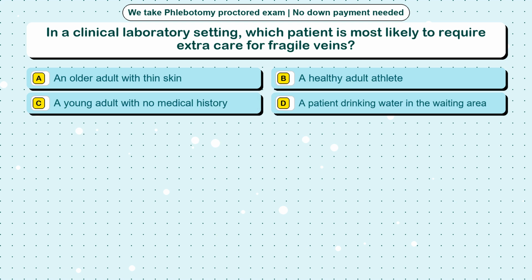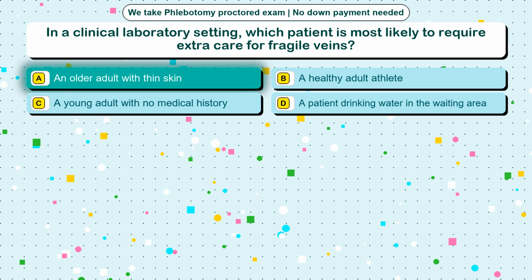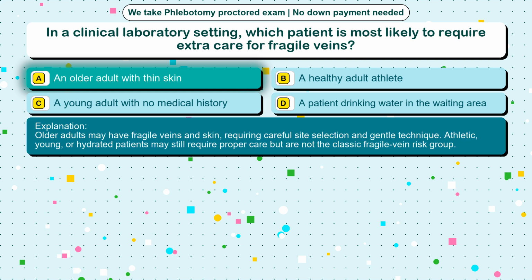Question 29. In a clinical laboratory setting, which patient is most likely to require extra care for fragile veins? Option A, an older adult with thin skin. Option B, a healthy adult athlete. Option C, a young adult with no medical history. Option D, a patient drinking water in the waiting area. The correct answer is option A, an older adult with thin skin. Older adults may have fragile veins and skin, requiring careful site selection and gentle technique. Athletic, young, or hydrated patients may still require proper care but are not the classic fragile vein risk group.